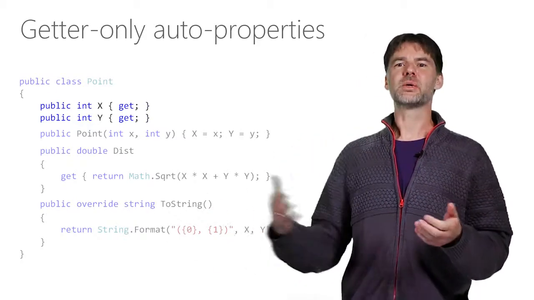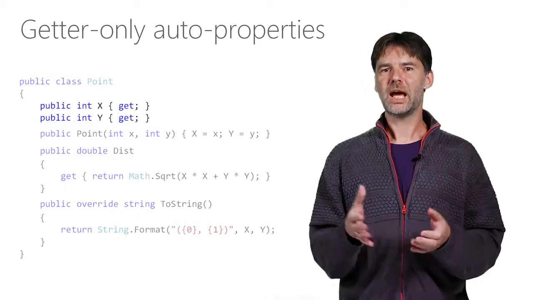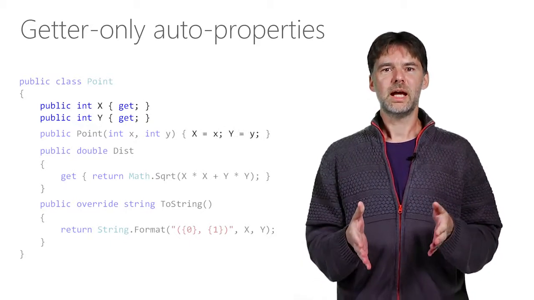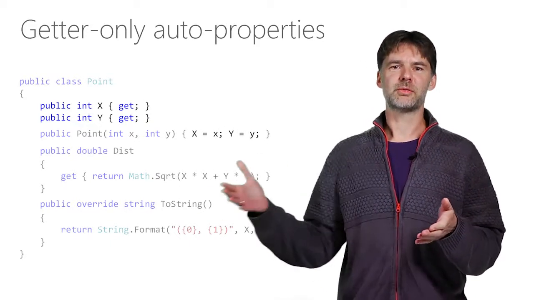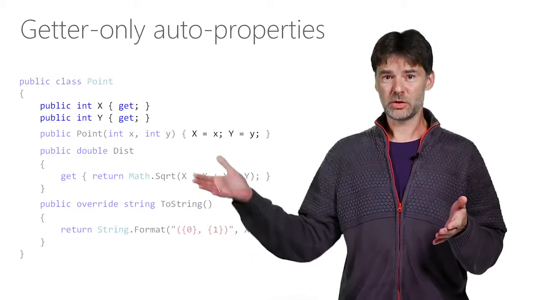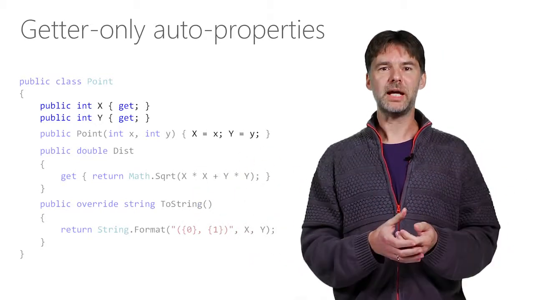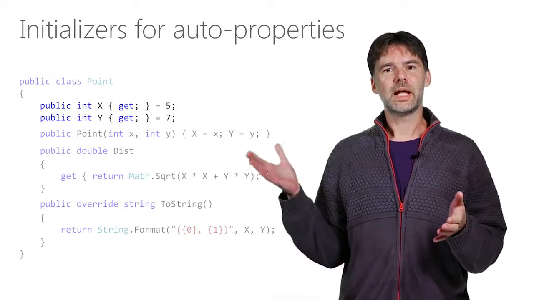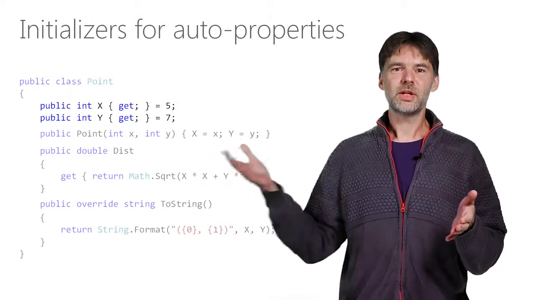So we now allow getter-only auto properties. They have a backing field that's read-only, and just like read-only fields, they can be assigned from the constructor. That doesn't call a setter, it just assigns directly to that backing field. We also allow initializers on auto properties in the same way as we do for fields.